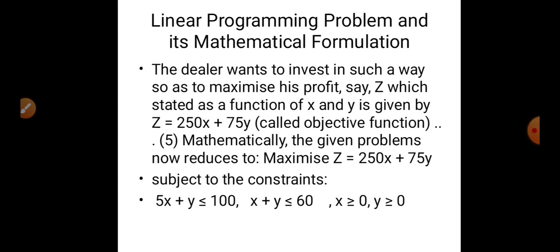Now, because the dealer wants to invest in such a way as to get maximum profit, the profit, as I have already discussed, will be 250x plus 75y, which is called the objective function, which we have to maximize in some cases, and minimize in other problems. In this problem we have to maximize z subject to the constraints written below. That means under these four conditions we have to maximize z. For that we will proceed with the graphical method.